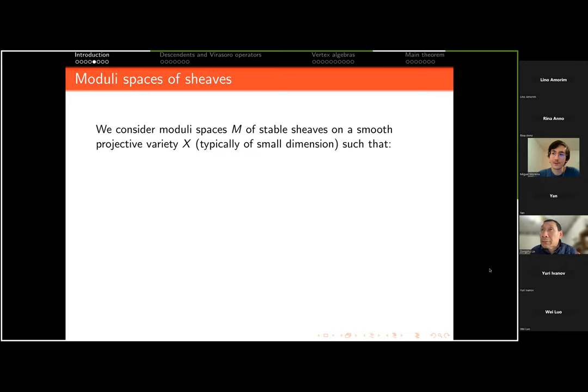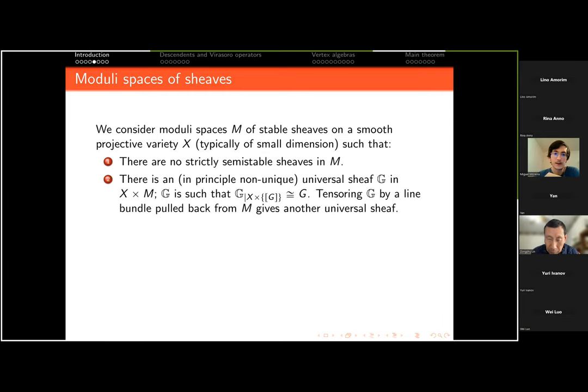Okay, so let me now say what kind of moduli spaces I'm thinking about. I will call a moduli space of sheaves some moduli space M, of sheaves on a smooth projective variety X, where the moduli space itself should be projective, or at least proper. And usually I want X to be of small dimension. For now I'll consider moduli spaces that have no strictly semi-stable sheaves, although I will remove this assumption later.